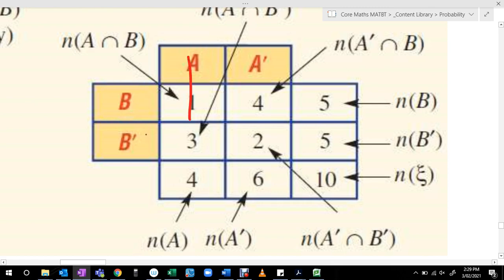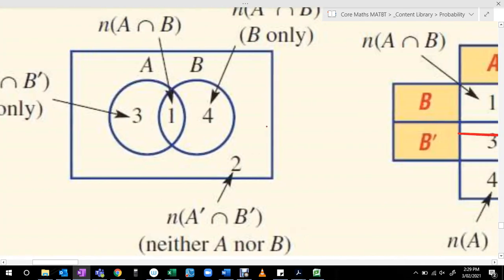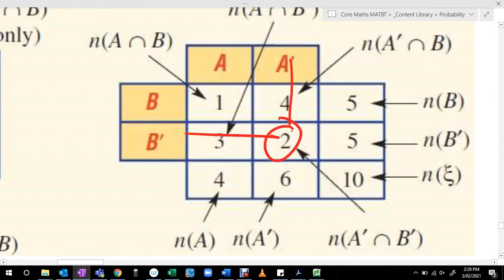Okay, A B dash means it's A only. Okay, so just A by itself, just A only. And then what else is it? Not A, not B. So everything outside of the Venn diagram, not A, not B. Okay, that would be 2.